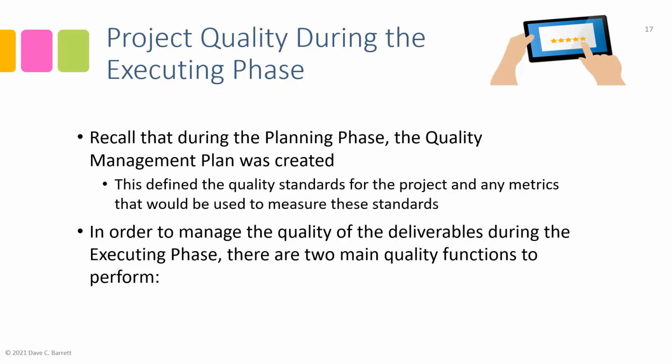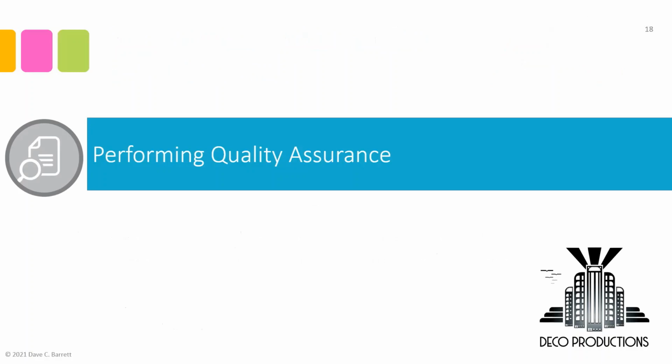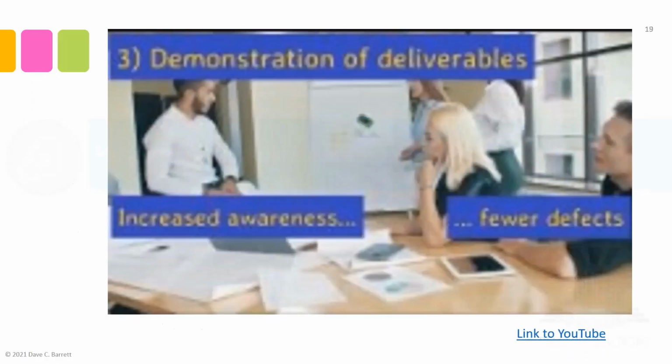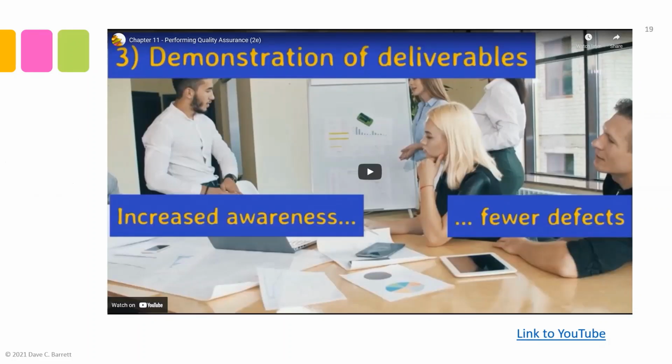So in order to manage the quality of the deliverables during the executing phase, there are two main additional quality functions to perform. That is quality assurance and quality control. So we're going to look at each of these in detail. We will first view the video, which will describe some of the quality assurance activities that will take place. So let's watch this.